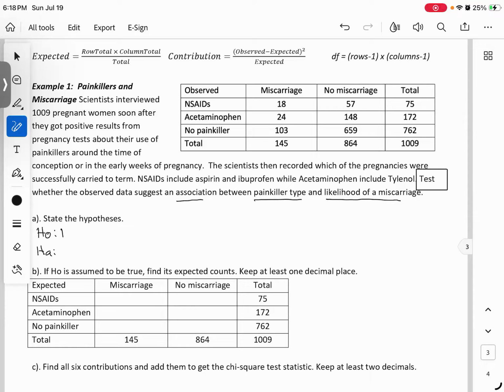That painkiller type and likelihood of a miscarriage are not associated. You can use the word related.